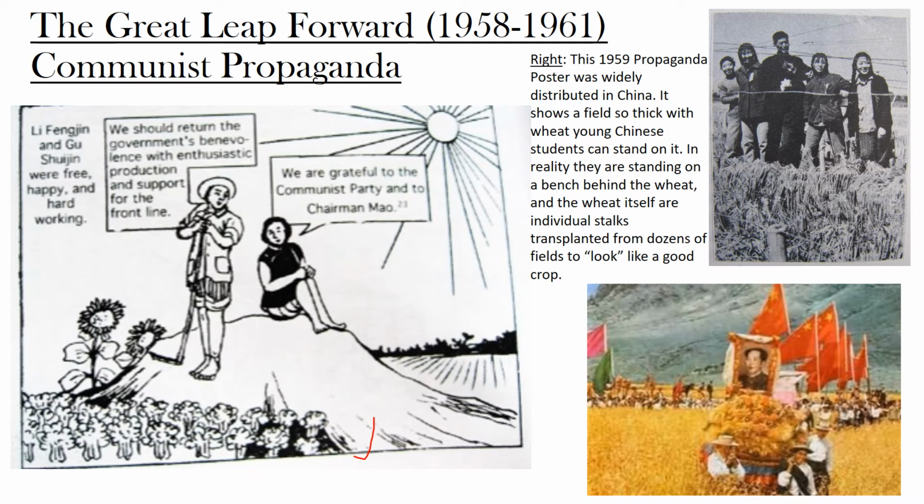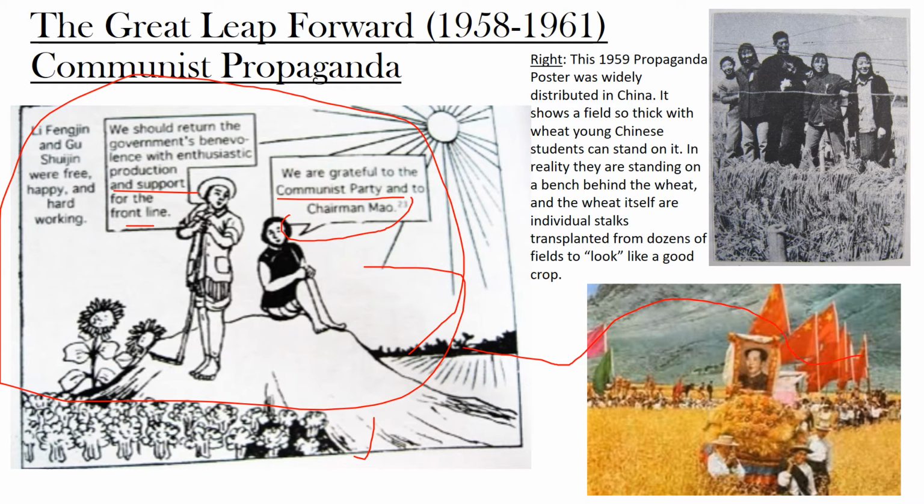We should return the government's benevolence with enthusiastic production and support for the front line. We are grateful to the Communist Party and to Chairman Mao. Li Fengjin and Guo Shijin were free, happy, and hardworking. That this is the effect of the communists being in charge. That they have these parades with all these baskets full of wheat.